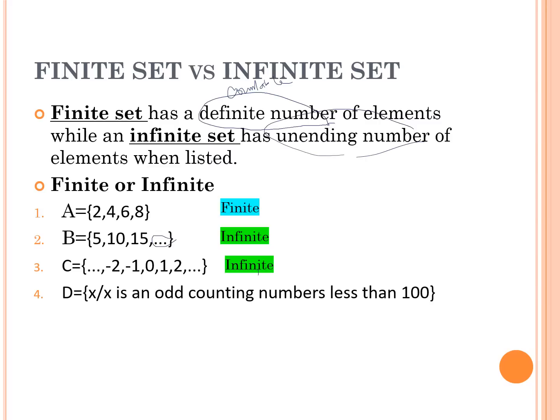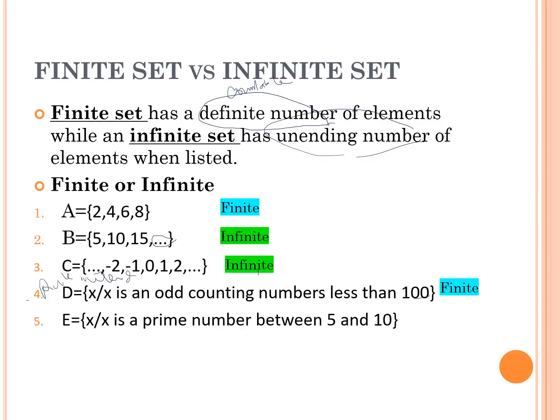Number four, set of odd counting numbers less than 100. It has a limit. Okay, by the way, this is written using our rule method. And it says odd counting numbers less than 100. It has a limit. That's why this is a finite set. Number five, again, in rule method, and it says prime numbers between 5 and 10. It has a limit. So that is a finite set.